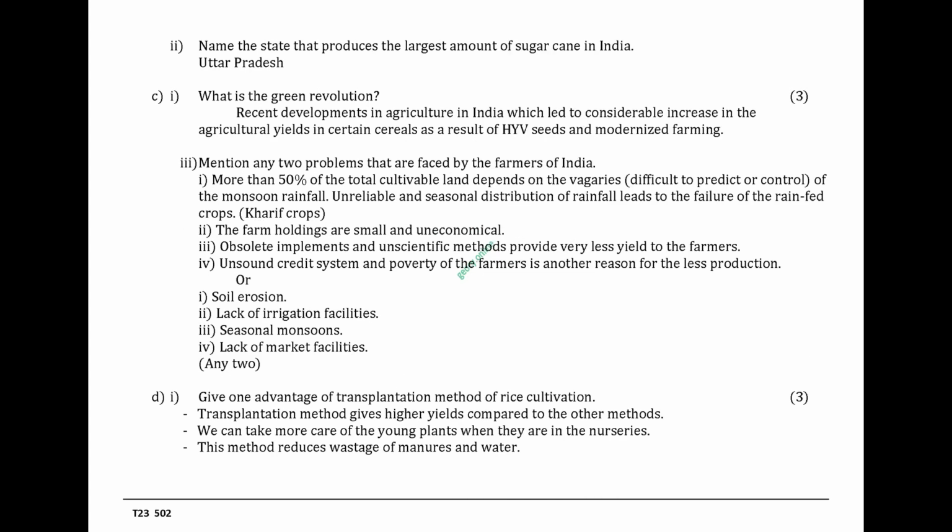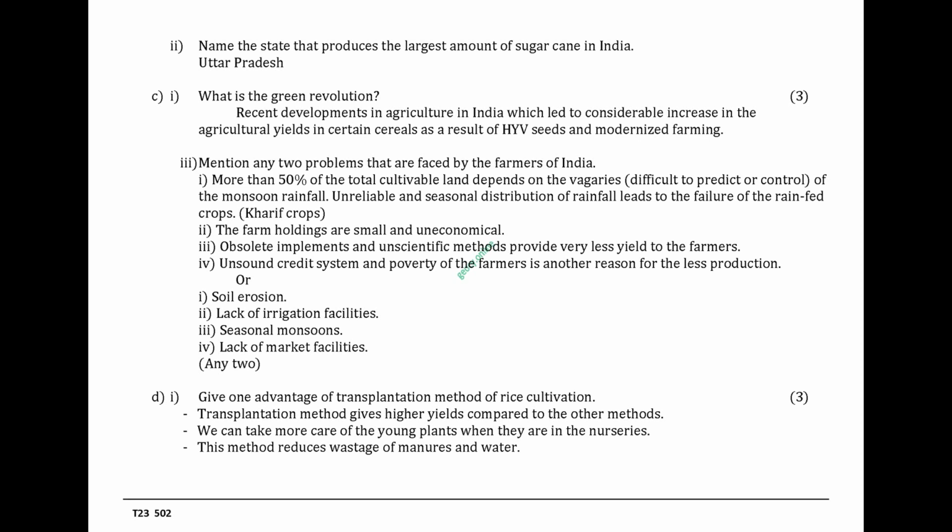Name the state that produces the largest amount of sugarcane in India. Uttar Pradesh. What is the Green Revolution? Recent developments in agriculture in India which led to considerable increase in the agricultural yields in certain cereals as a result of HYV seeds and modernized farming. Mention any two problems that are faced by the farmers of India.